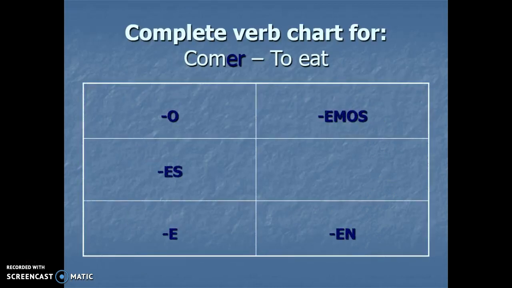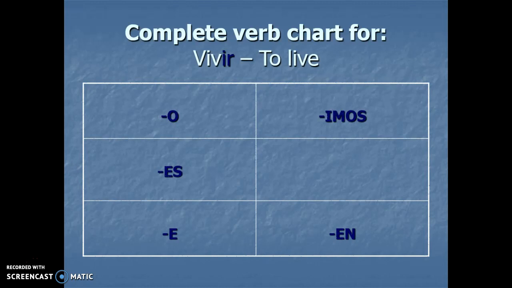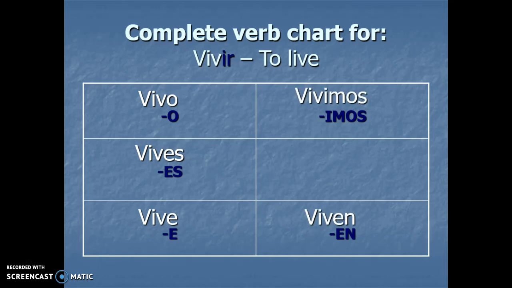Okay, I want you to do the same thing now with the verb comer. Now we're using the ER verbs. Okay, I eat would be como, you eat, comes, he or she eats, come, we eat, comemos, they eat, comen. You getting it? Okay, let's do one more. Vivir, to live. I live, vivo, you live, vives, he or she lives, vive, we live, vivimos, and they live, viven.